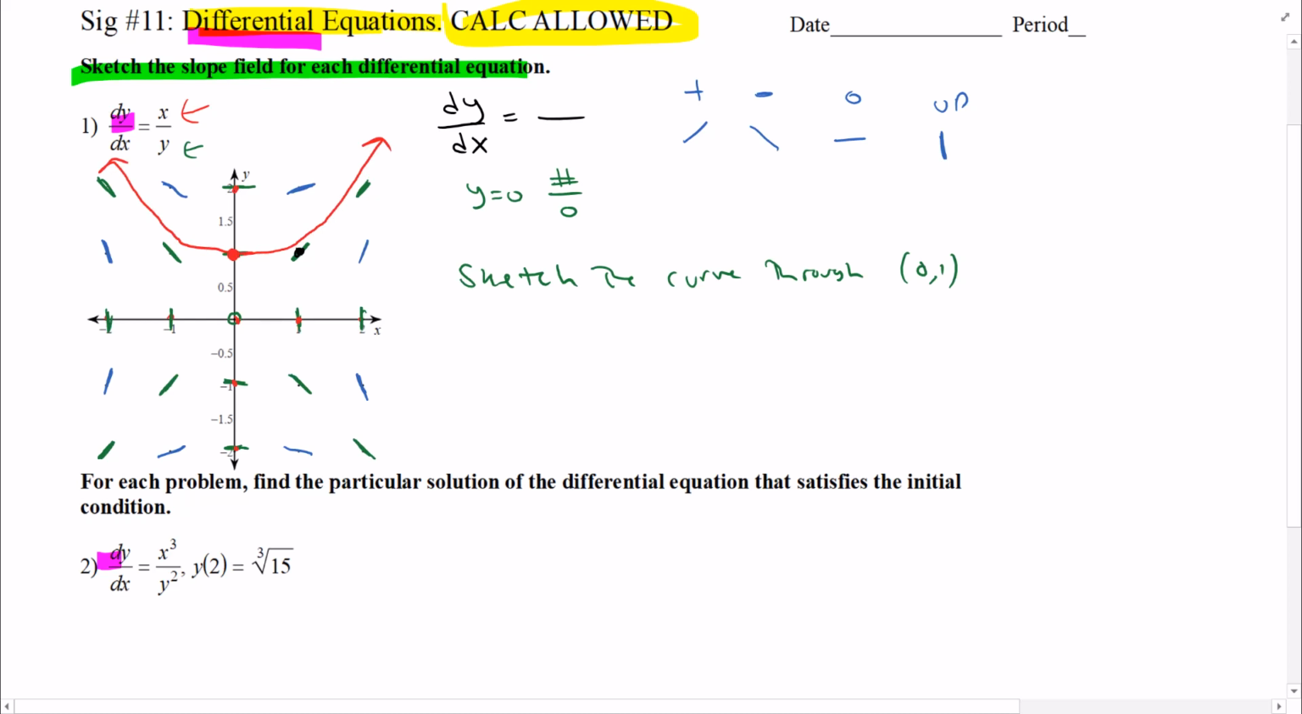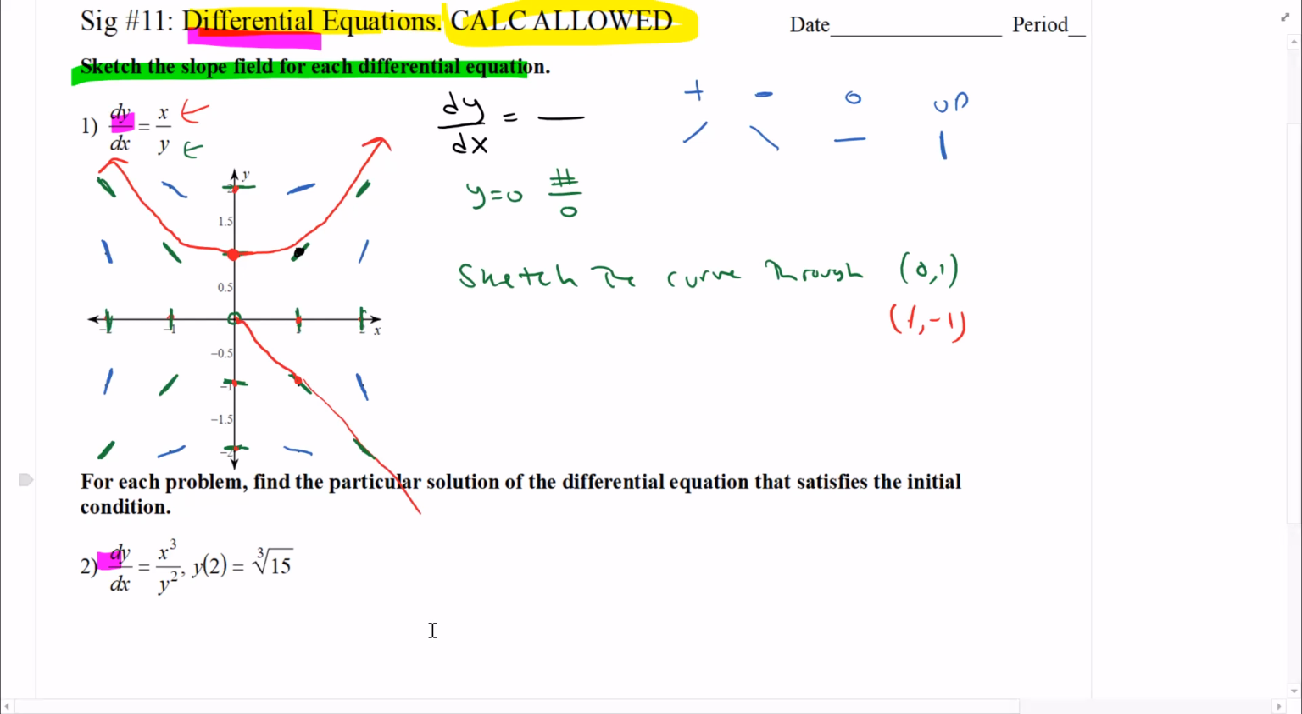Or, maybe another one would ask you to sketch it through, let's say, 1, negative 1, which means we'd start here instead, in which case this one would actually just take me directly to there, and I'd have to stop, and then it'd take me directly on that, because it's a straight line, right? So depending on where we start, we'd get different things here.